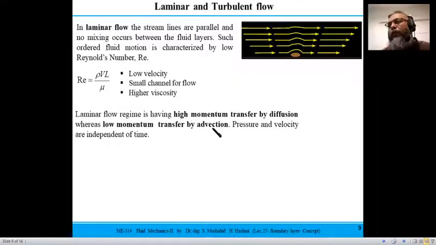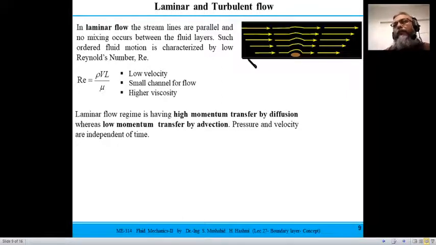So laminar flow can be thought of as having a lot of mixing at a microscopic level, but at a macroscopic level the layers are not going to mix, so you can identify each layer. Once you have such a case, there is some pressure distribution and velocity distribution, and at a macroscopic level the pressure and the velocity would not be changing with respect to time.